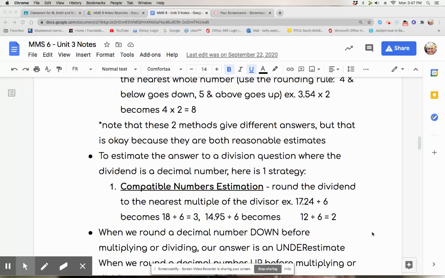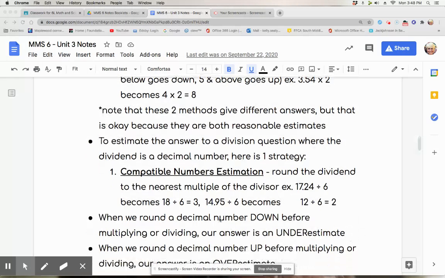Moving on to estimating an answer to a division question where the number we are dividing is a decimal number. Here is your strategy. You use compatible numbers for estimating. You round the dividend to the nearest multiple of the divisor. So if you have 17.26 divided by 6, you think of the closest multiple of 6 to 17.26, which is 18. So you round it to 18 divided by 6 and get 3. If you have the example 14.95 divided by 6, the closest multiple of 6 would be 12. So you would round 14.95 to 12.